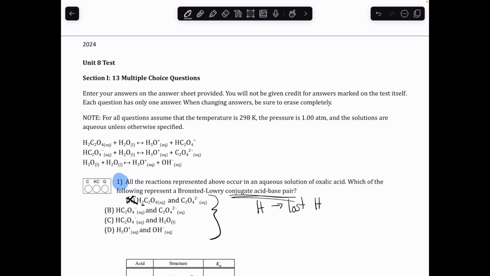And then the other thing is, as it loses its H, its charge should change by a negative. And so this one, B, is the right answer because it has HC2O4 minus, and then the conjugate that remains has the same thing with a 2 minus and is missing the H. The problem with C is that C doesn't even pair up the right things. And then D has a difference of 2 H's, because this has 3 H's on it and this only has 1. So there's number 1.